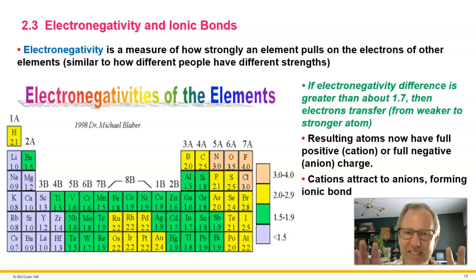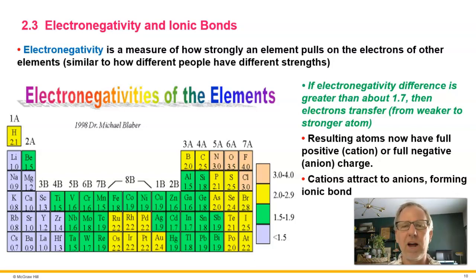Now let's use this idea of electronegativity to explain ionic bonds. I have in green on this slide, if the electronegativity difference between two atoms is greater than about 1.7, then the electrons are going to transfer from the weaker to the stronger atom. And when that happens, it's going to result in the weaker atom becoming positive, a cation, and the stronger atom becoming negative, an anion. And then they attract.